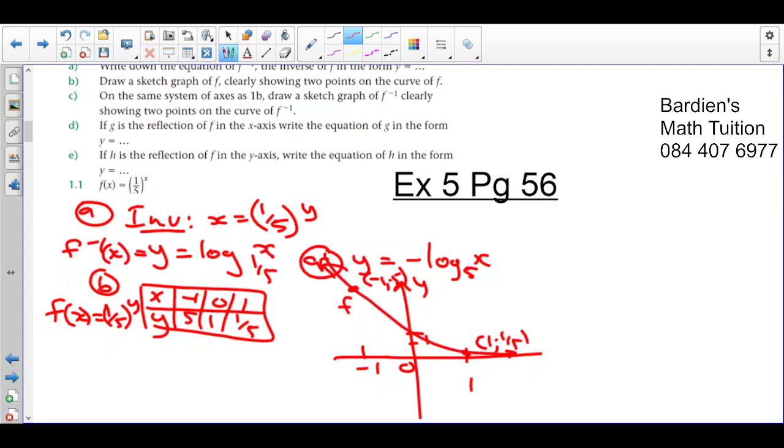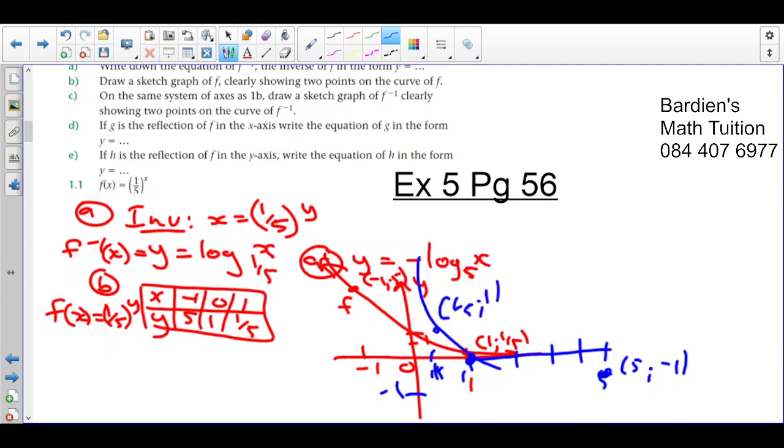That's f of x. Then it says, on the same system of axes as 1b, draw the sketch of the inverse function. So what do I do for the inverse function? Interchange x and y. So this is 1, 2, 3, 4, 5. I've not really drawn the scale here. That was minus 1. 5 and minus 1, 1. It's a fifth and 1. The graph comes through that.